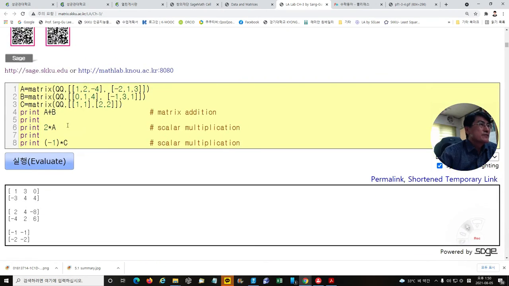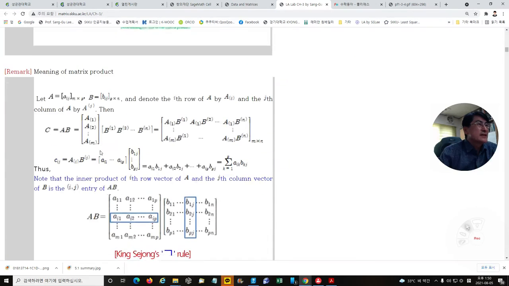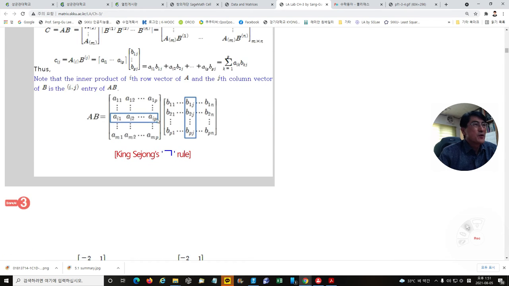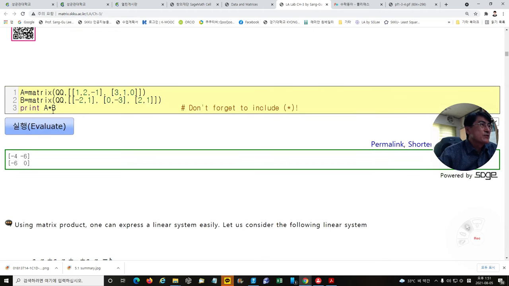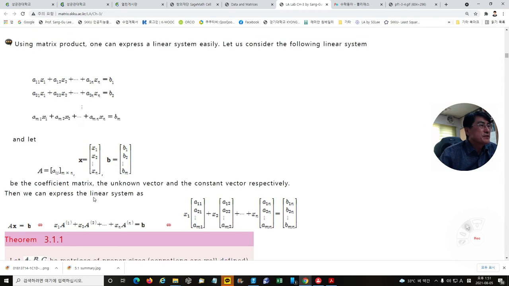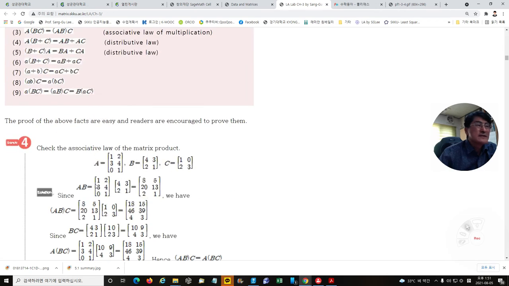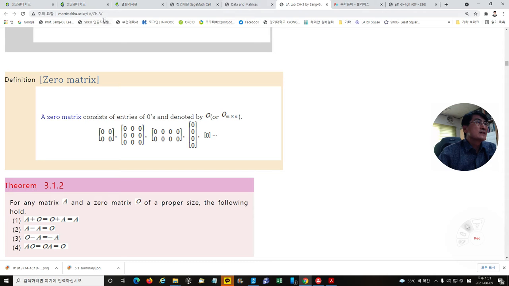Now, I also give you how to define a matrix over the rationals and do the matrix product. And this is the meaning of the matrix product: this vector and that vector give us the ij entry of the matrix AB. So we call this King Sejong's rule. The matrix product can be considered as these Giok letters. And there are a lot more. When you multiply two matrices, we use the star in between, and I showed the properties of the matrix operations, and there are a lot more in this reference.